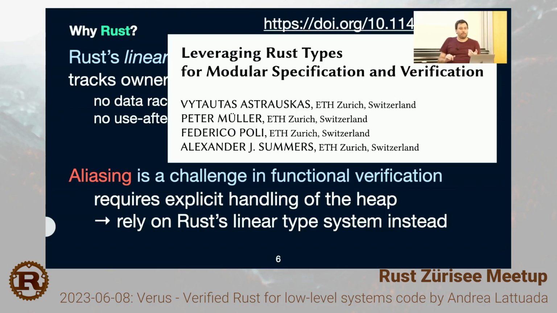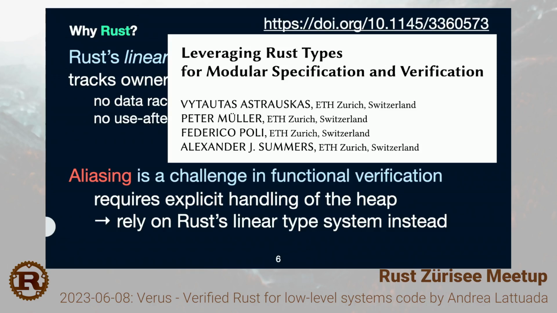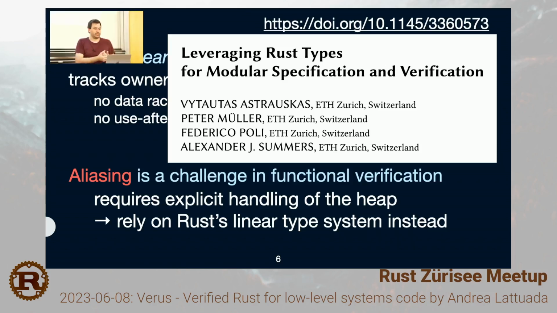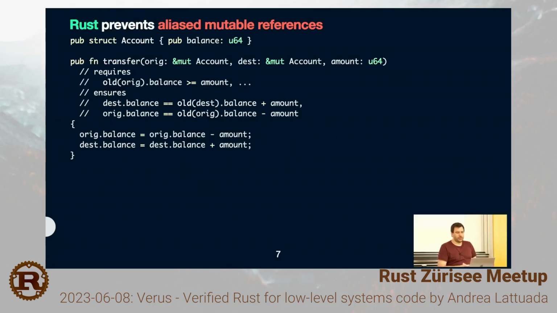And here, we were not the first ones to think about this, and there are some folks on this list in this room. Folks at ETH realized this a few years back and started on a tool called Prusti that leverages these properties of the Rust type system to facilitate verification. We are going to take a similar idea, but taking a bit of a different direction. So again, this should be obvious. Rust prevents aliased mutable references.